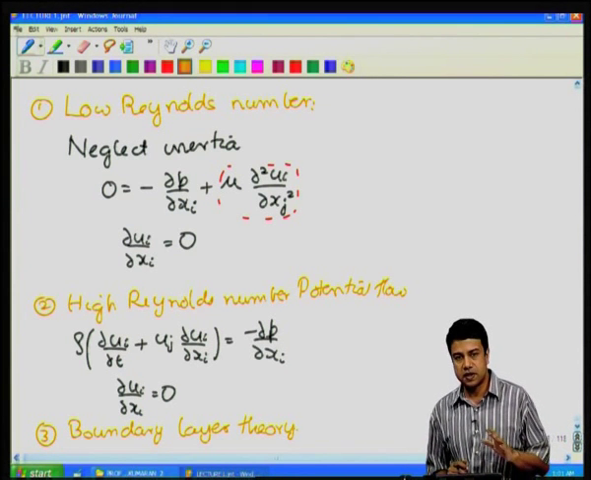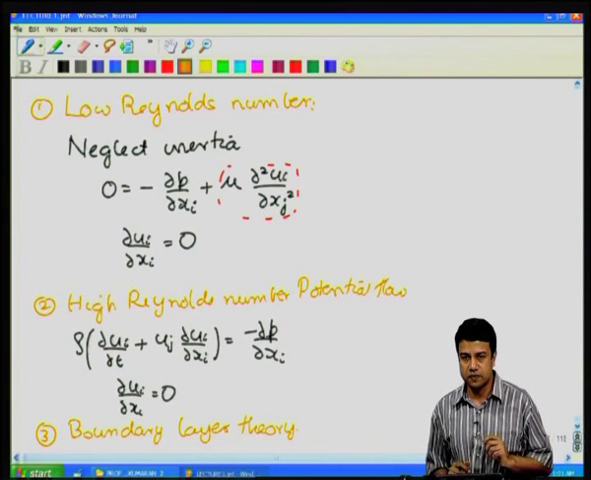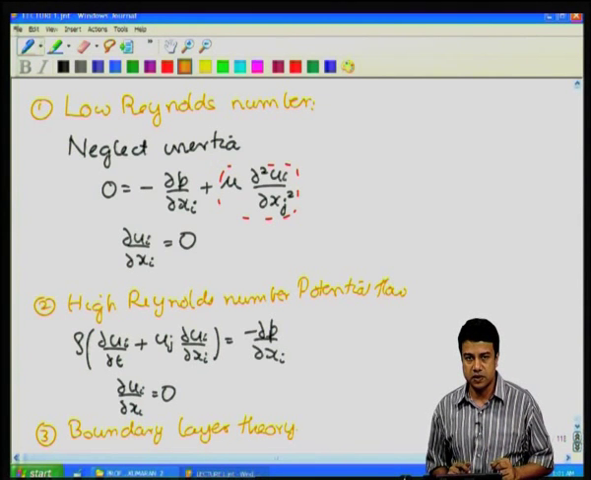So, this is the broad strategy on the basis of which we will analyze fluid flows from the Navier-Stokes equations. Next lecture, we start with low Reynolds number flows. Kindly revise the conservation equations that we have done here, so that we can start the next lecture on viscous flows in the absence of inertia. We will see you next time.